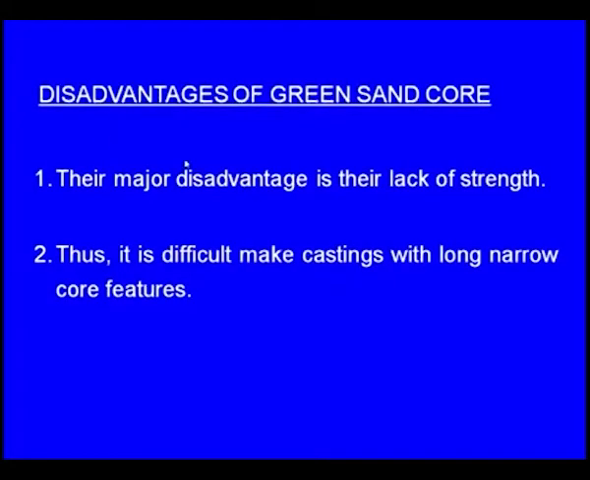What are the disadvantages of the green sand core? Their major disadvantage is the lack of strength because they are made up of the green sand. Next one, it is difficult to make castings with long narrow core features using the green sand cores.